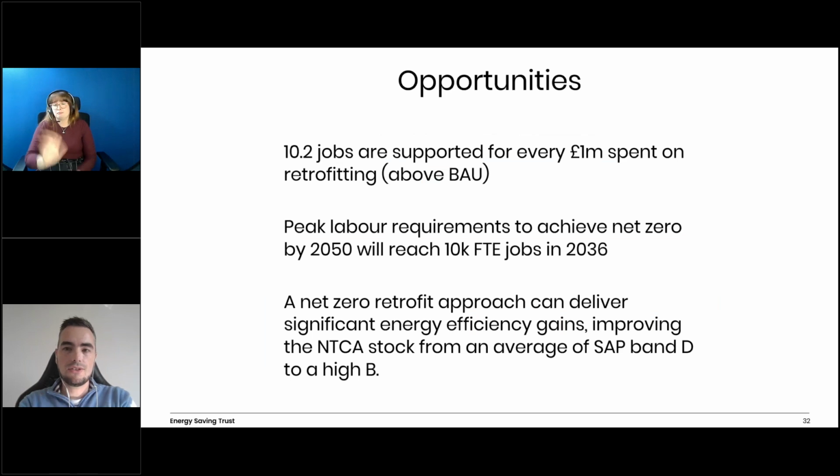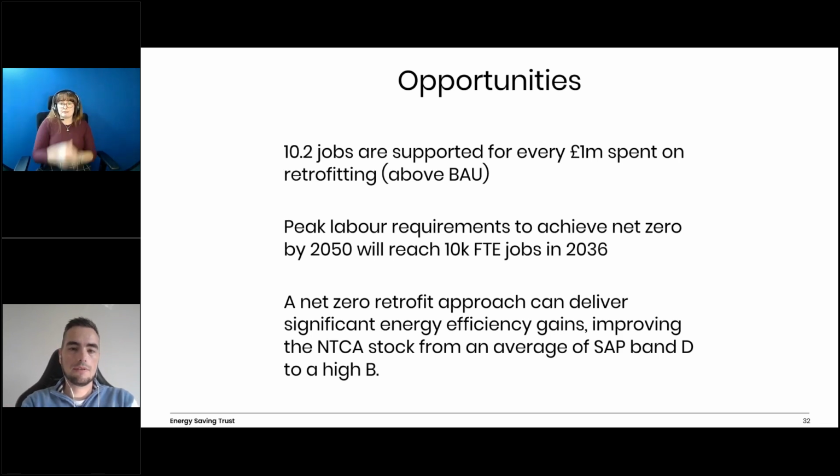So with any challenge, there is the second side of the coin, which is opportunities. And so 10.2 jobs supported for every £1 million spent. So that is putting significant investment back in the people of the region and going towards that target of hitting 100,000 green jobs. That's going to really hopefully give the economy a boost and create lots of new jobs for people. So that's the positive side.